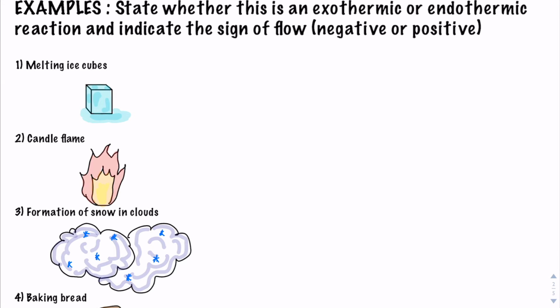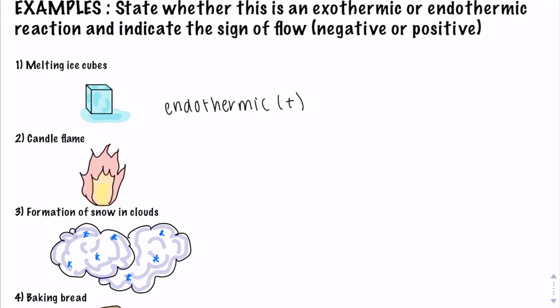Number 1, melting ice cubes. Melting ice cubes is an endothermic, or heat going in, reaction. This means that the energy flow is going into the system. Another way to think about this is that the system, or the ice cube, is cooler than the surrounding air.